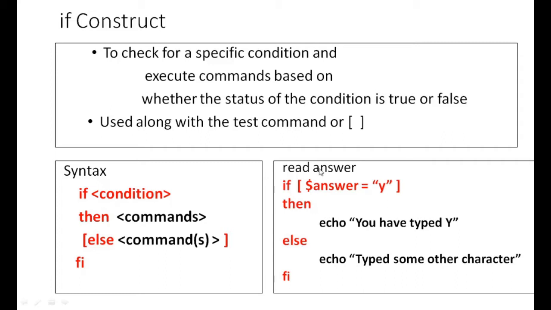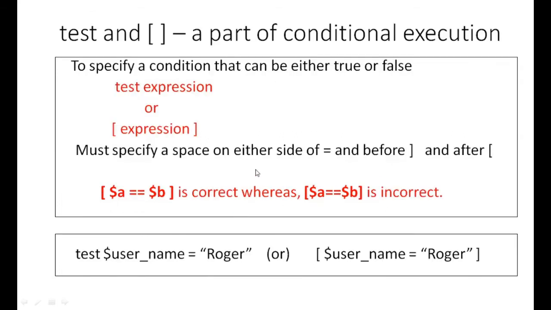We'll see an example. Read answer. I'm trying to read a value from the user. If the answer is equal to yes, then I say echo you have typed y. Else echo typed some other character. Here you can see that I'm enclosing it with a square bracket. We'll see the conditions now. So it's a part of conditional execution.